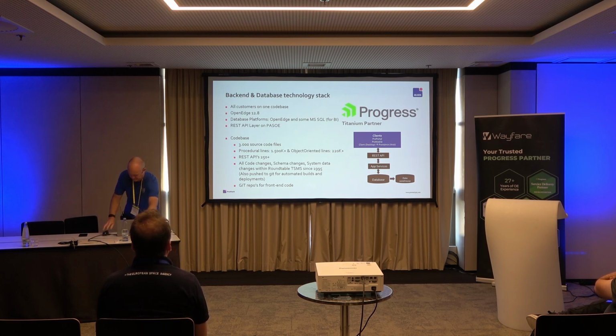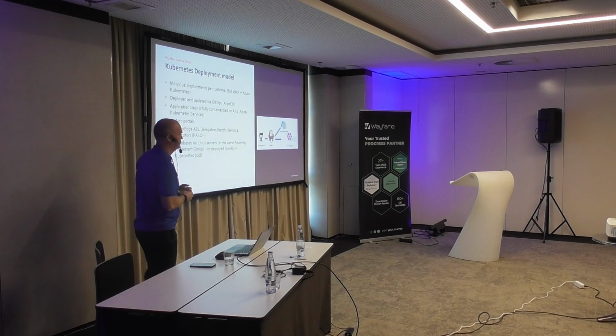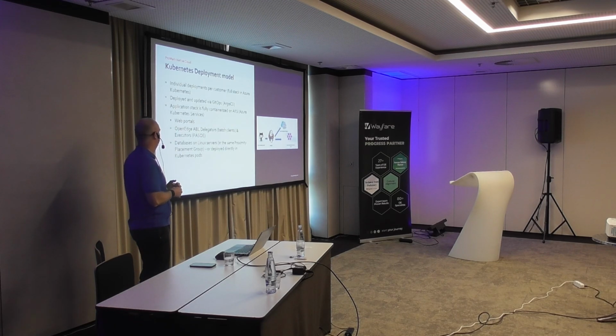So our Kubernetes deployment model: we have an individual deployment for each customer, a full stack. We are working on that, and we did a presentation yesterday that explained how we're going to be implementing horizontal scaling on that. We do all of our deployments and updates to deployments through a GitOps approach using ArgoCD.